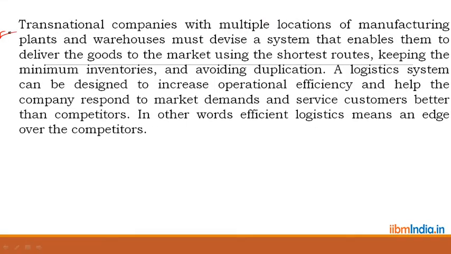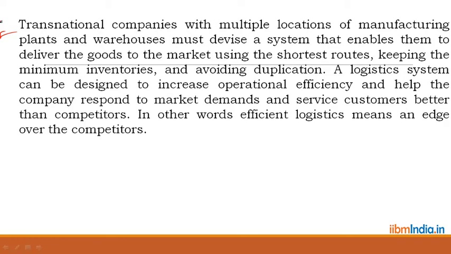Further, transnational companies like McDonald's, Google, YouTube, Facebook, Nike, Adidas, Puma, PepsiCo, Coca-Cola, all those transnational companies with multiple locations of manufacturing plants and warehouses must devise a system that enables them to deliver goods to the market using the shortest route, keeping minimum inventories and avoiding duplication of products and services. A logistics system can be designed to increase operational efficiency and help the company respond to market demand and serve customers better than the competitor. In other words, efficient logistics means an edge over the competitors.